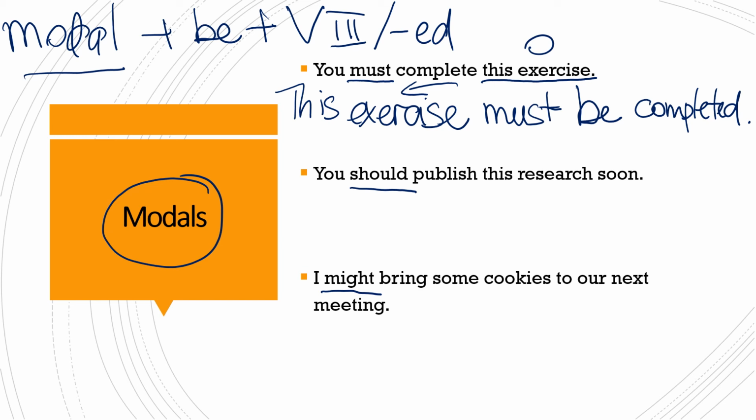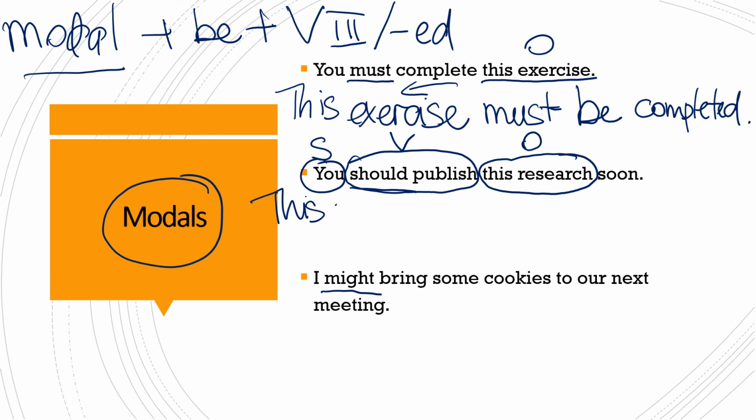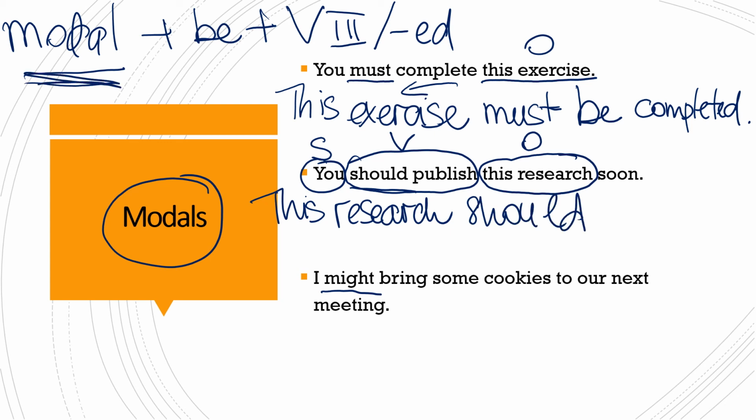You should publish this research soon. This research is an object, you is a subject, and should publish is a complex verb. But what happens now? Object becomes the subject. So this research should, just like I said, a modal, should be published soon. We don't care who does the action, it should be done.